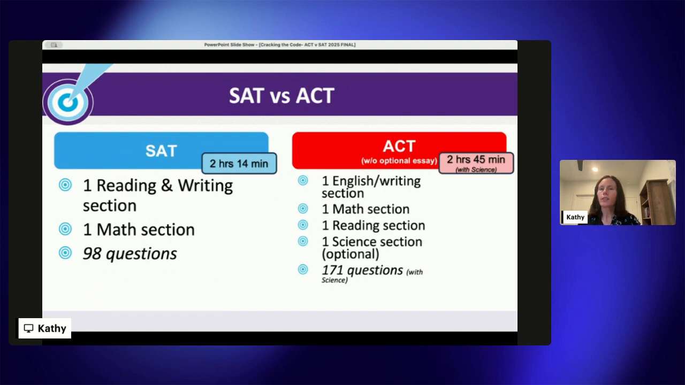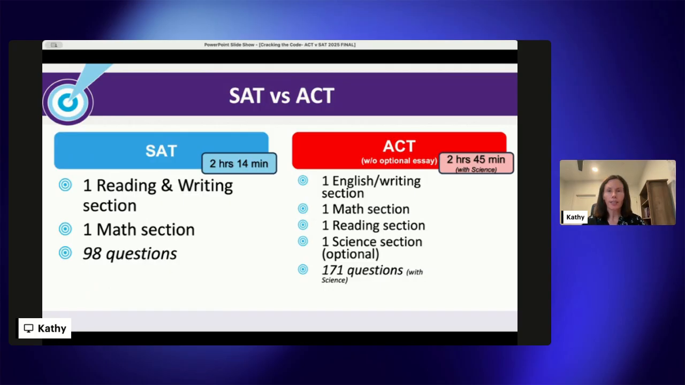All right. So let's do a side-by-side comparison, which I hope will help you make that determination of which test might be better for you. All right, so we already talked at length about the SAT, but just a little reminder, you get those 2 sections. There's a total of 98 questions, 2 hours and 14 minutes total, strictly digital.